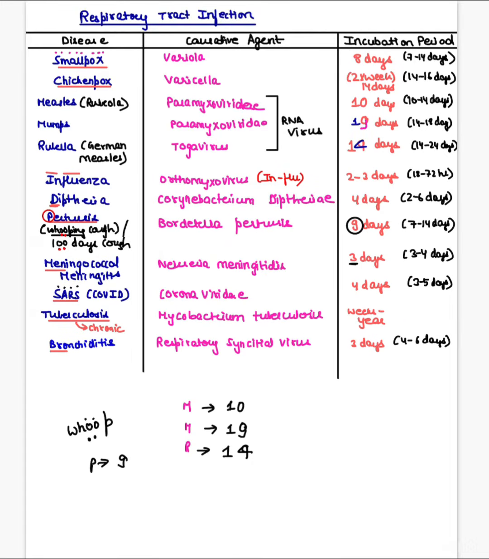Now coming to tuberculosis. We know that tuberculosis is a chronic disease, hence it leads to granuloma formation. Interferon gamma causes granuloma, hence all the chronic diseases would have incubation periods of weeks to years. This TB is caused by Mycobacterium tuberculosis.